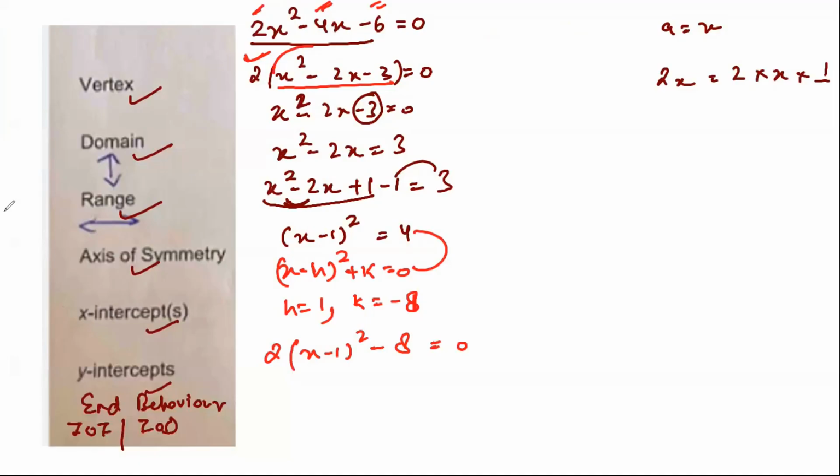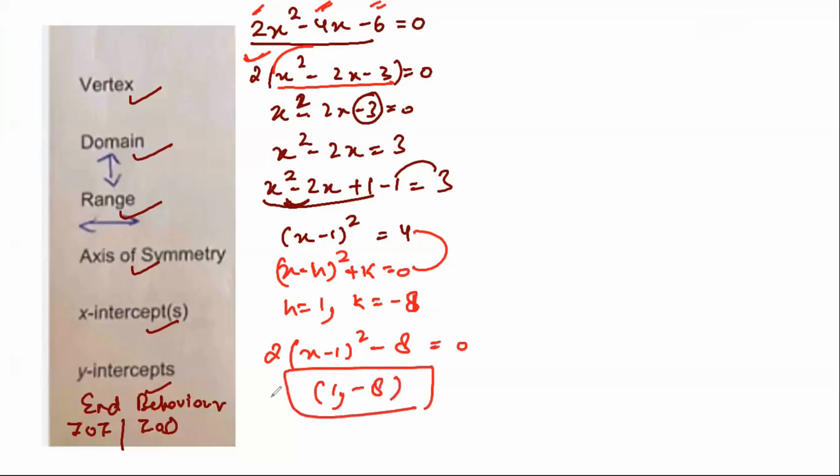After that, what do I have to do? My vertex is done, right? So what is my vertex? My vertex is 1 comma negative 8. With the help of the vertex, we can easily find the axis of symmetry. Whenever you have the coordinate, first is x and second is y. So the x value will always give you the axis of symmetry. So I know that the axis of symmetry will be x is equal to 1, right? It will be x is equal to 1.